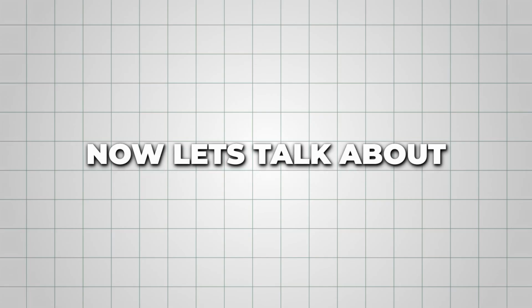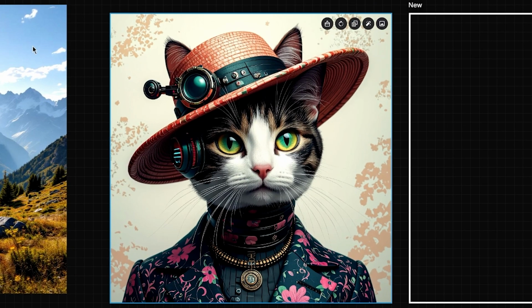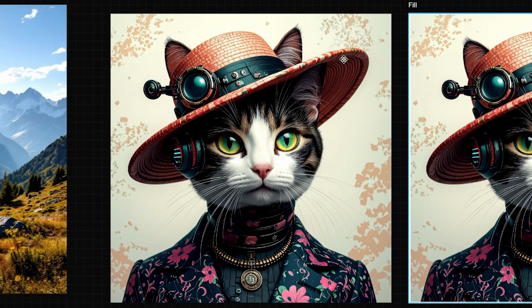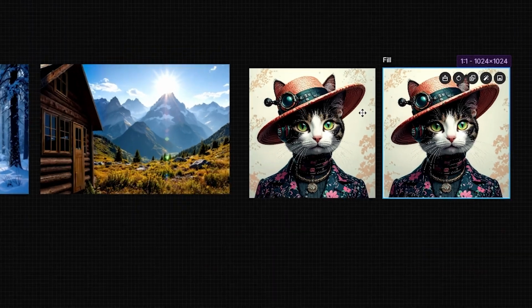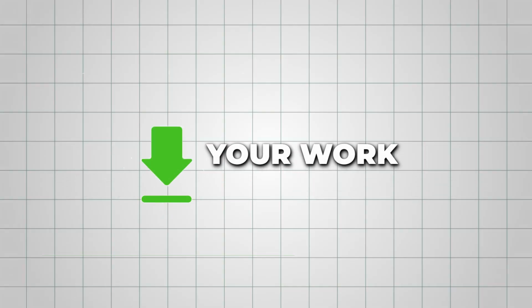Now let's talk about keeping them safe and organized. When you select an image on your canvas, you'll see several action buttons at the top. There's a clear button if you want to delete it, a rotate button for adjusting orientation, and a clone button if you want to duplicate that image so you can make variations. The most important part? Downloading your work.